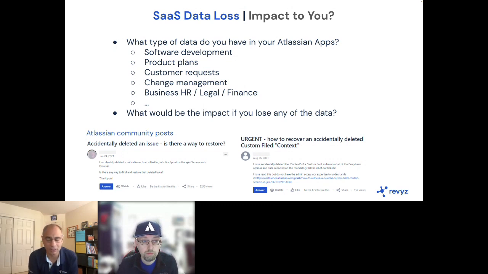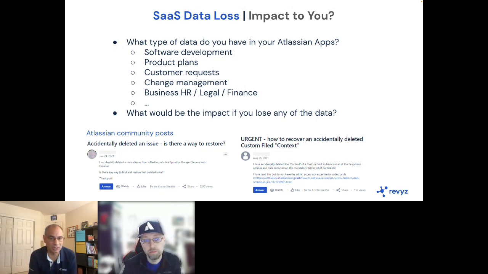It's not limited to only software development teams, but it could be used by HR teams, legal teams, finance teams. Again, if you're a SOC 2 certified organization, then all your change management data is residing within your Atlassian Jira, and potentially all your documentation is sitting there in Confluence. So I think the impact depends on how you're using these tools to manage what type of data.